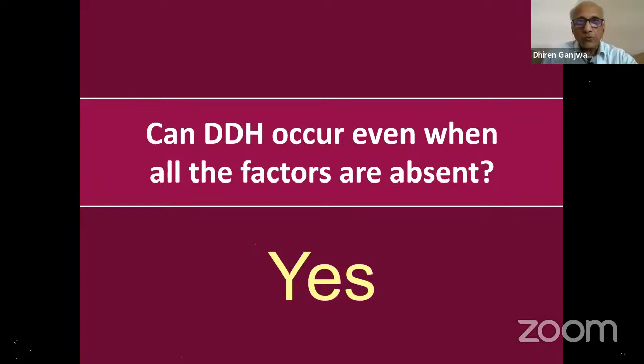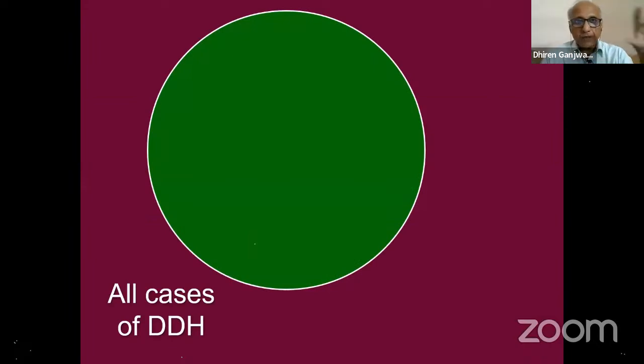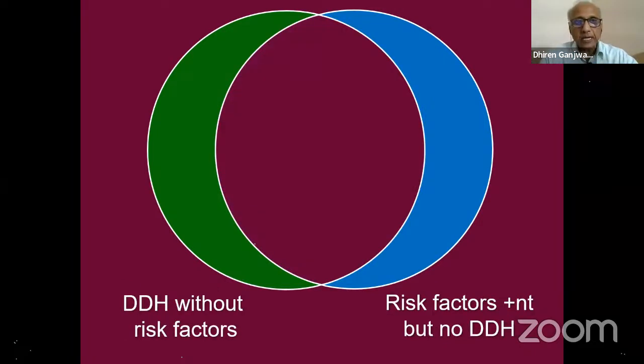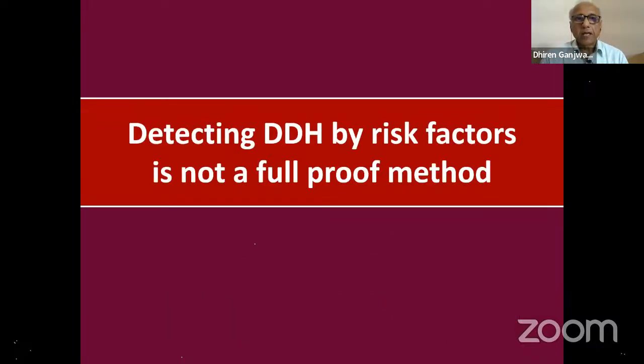So these two important pieces of information, I will try to put in slide form. If we look at all cases of DDH in this circle, and then we look at the cases with risk factors, there is an overlap, but they don't overlap 100%. So what is important? On one side, we have DDH without risk factors, and then we have a second group where risk factors are present, but DDH is not there. So detecting DDH by risk factors is not a foolproof method. That's the important message I want to convey.